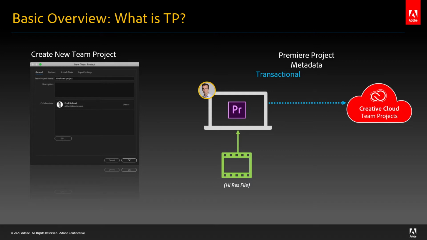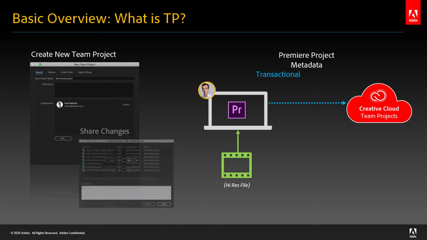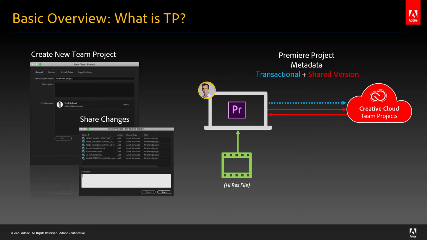A key difference is that a team project is transactionally saved, where each interaction is logged as an instant autosave and backed up into the Creative Cloud. When the project is ready to be shared to others, the editor manually executes a Share Changes, creating a date and time-stamped version of the project into the Creative Cloud. There are no project files to email, download, and make copies of.